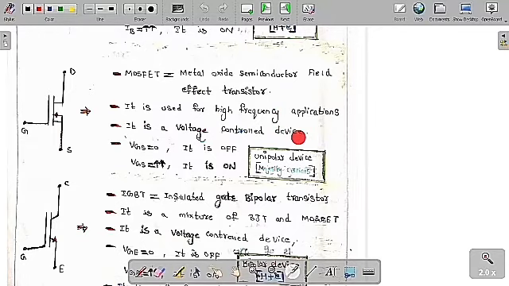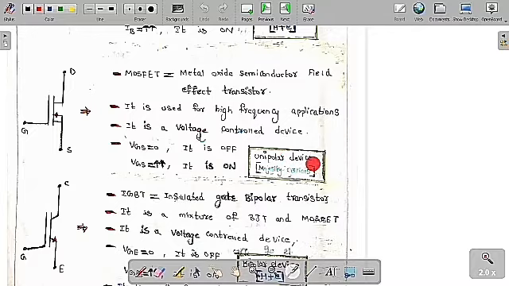It is a voltage control device, meaning based on the gate to source voltage only we are going to control the on and off state of the switch. So it is called a voltage control device, and it is basically a fully controlled device. If VGS is equal to 0, the switch is off. Otherwise, if VGS is greater than the threshold voltage, then the switch is on. So we can control both the off and on state of the switch based on the gate to source voltage.